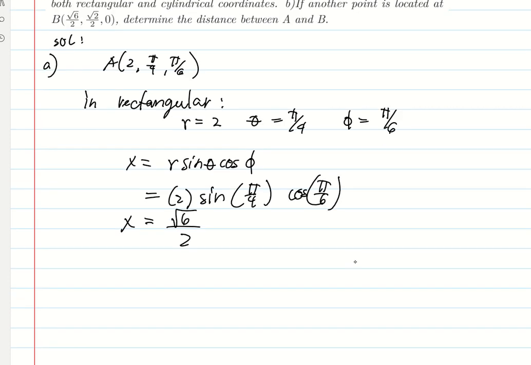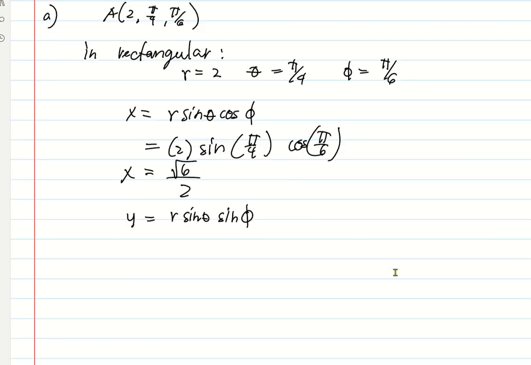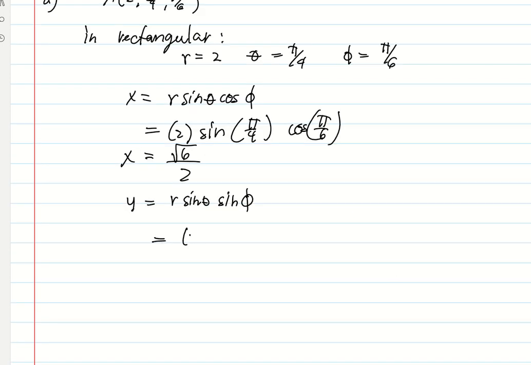Then for y, the formula is r sine theta, still sine theta, but this time, instead of cosine phi, we use sine phi. Let's do the substitution again. This will be equal to 2 times sine of pi over 4, multiplied by sine of pi over 6. The answer for y will be equal to the square root of 2 over 2.